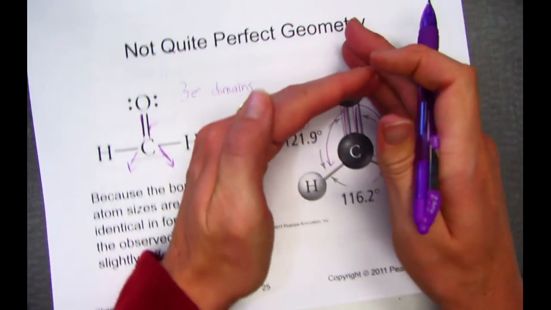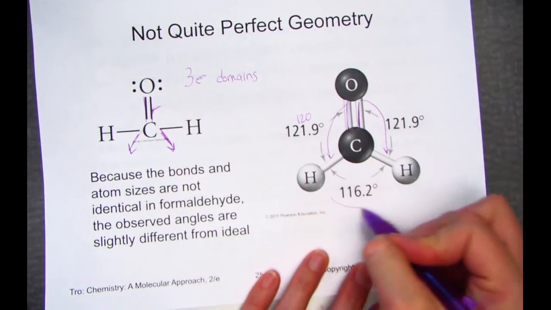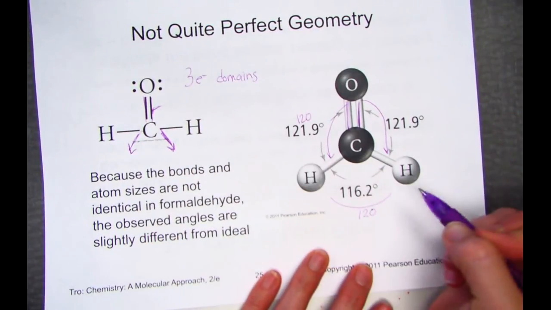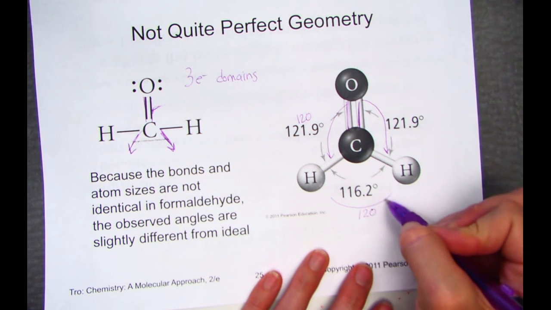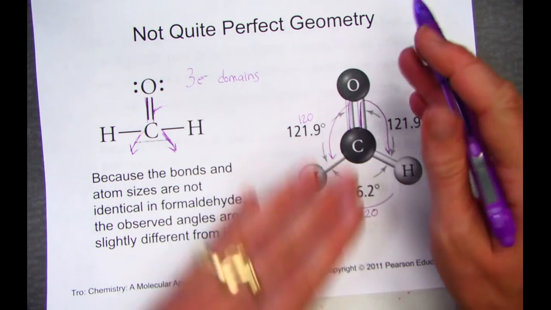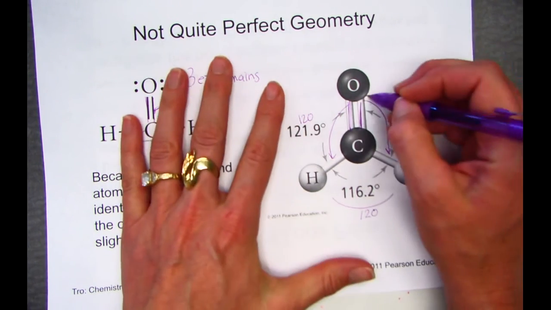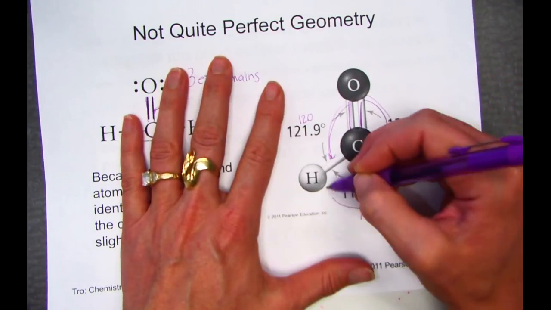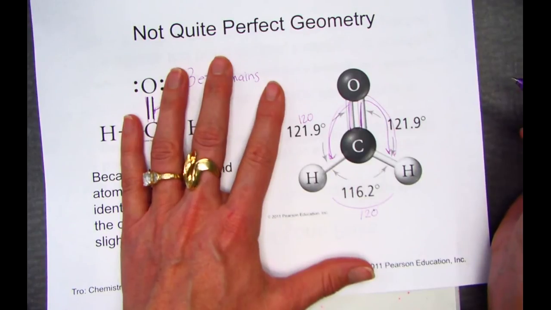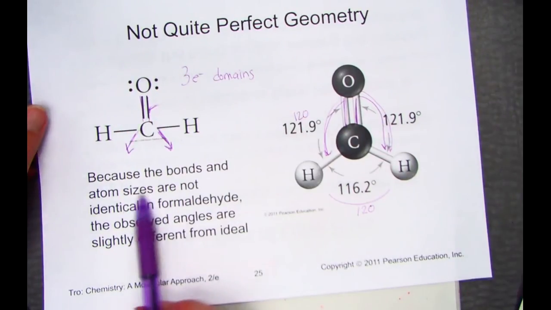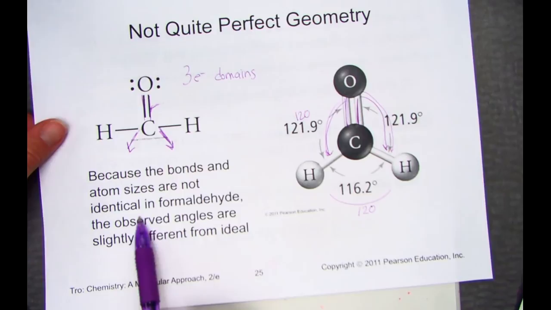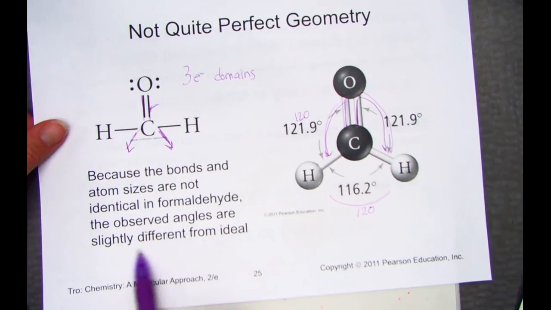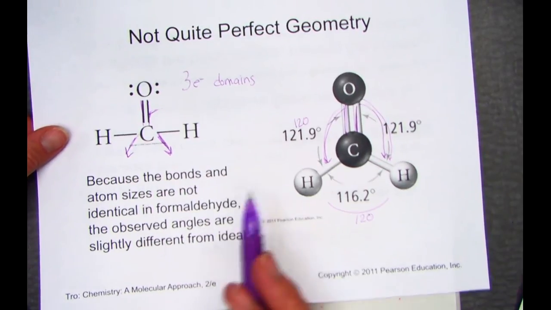And if I squish the hydrogen closer together, we've lost a little bit. We would have predicted 120, but it's a little smaller. Double bonds push out and expand just a little bit beyond the 120 we would have expected, creating a smaller bond angle between the hydrogens. Because the bonds and atom sizes are not identical in formaldehyde, the observed angles are slightly different from the ideal.